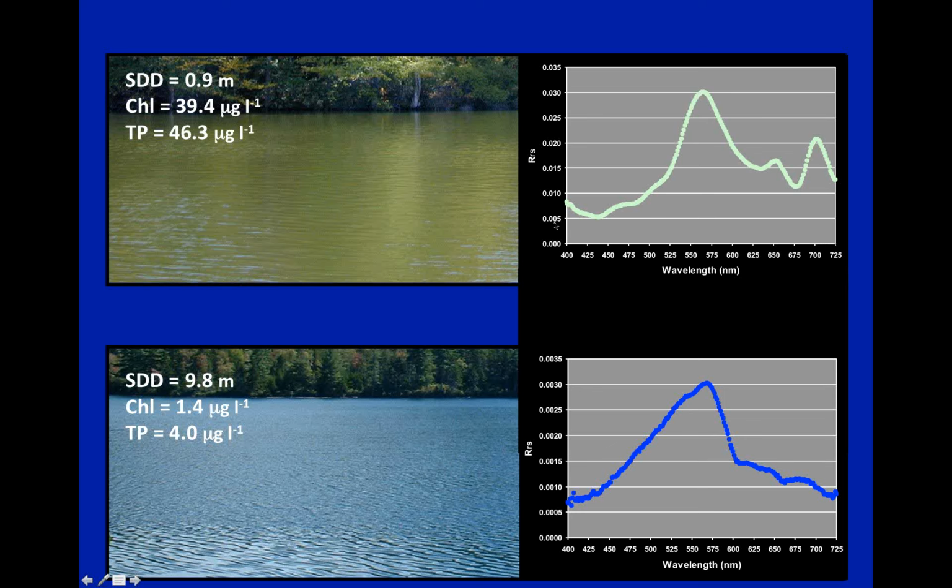And the interesting thing, you can see this lake, which has lots of particles and lots of phytoplankton, the top level here is 0.035, where you look down here where there's not that much in the water, the top level is 0.0035. So there's a lot less light coming out of this lake than there is coming out of the top lake.